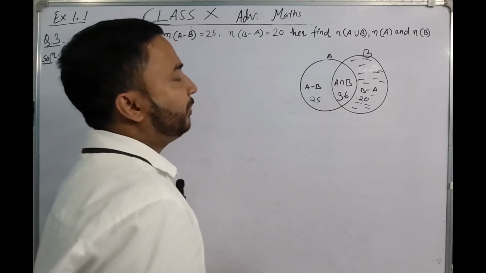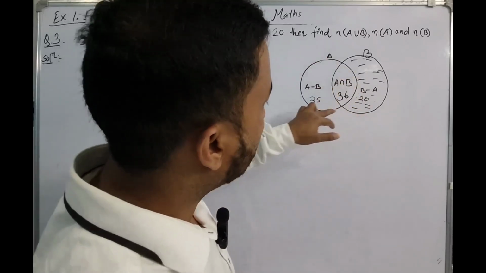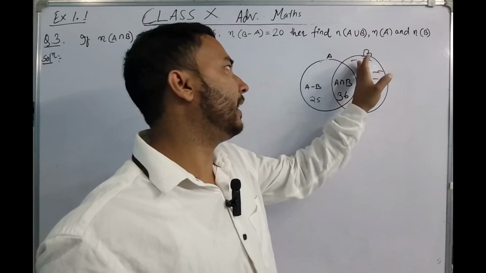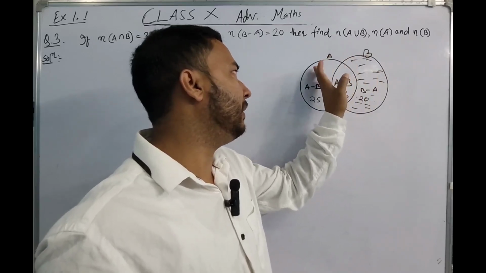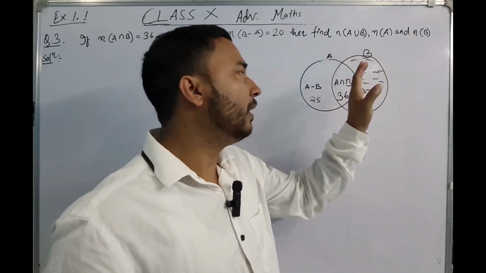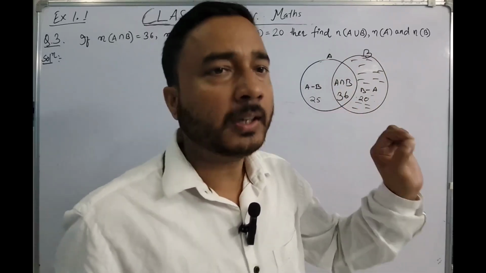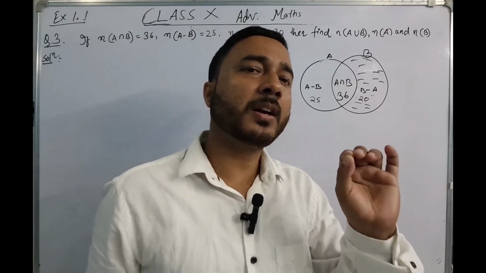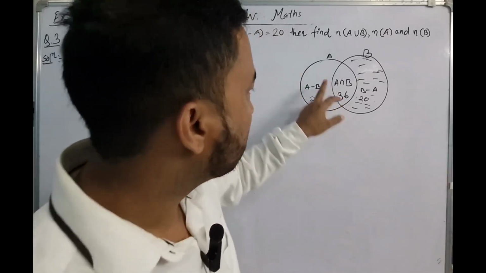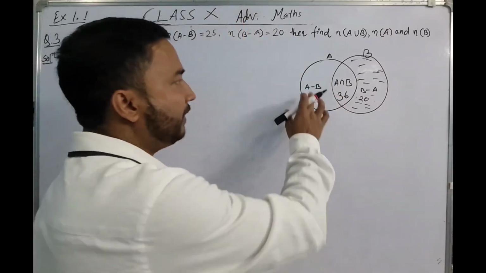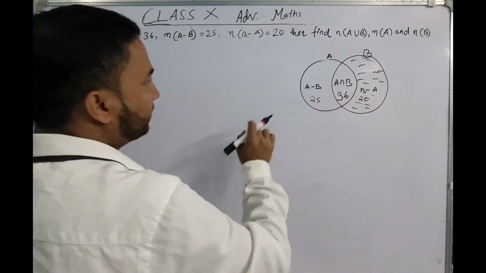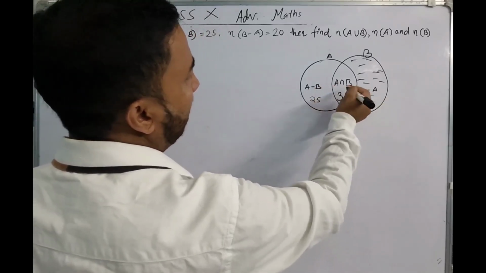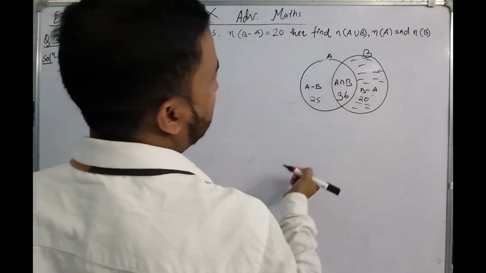And this part is A difference B. That means from the whole set A, we are not considering the elements which are common to the sets A and B. That means the elements which are also present in the set B, we are not considering. We are considering only those elements which are only in A. This part is represented by A difference B. Now numbers are given to these three sets: A difference B, A intersection B, and B difference A.